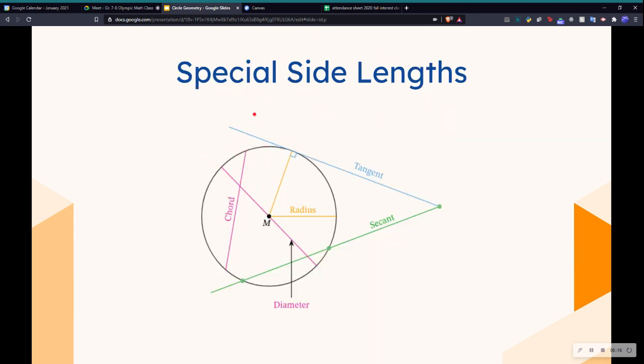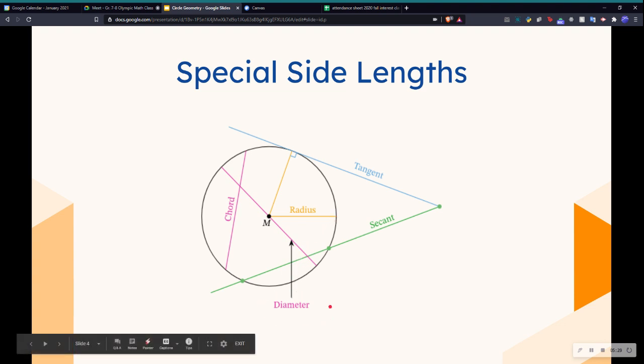Before that, let's look at some special side lengths inside a circle. We looked at the radius, right? This is the distance between the center and one of the points on the circumference. Now the next important side length we should know about is the diameter. The diameter is just twice the length of the radius, all right?